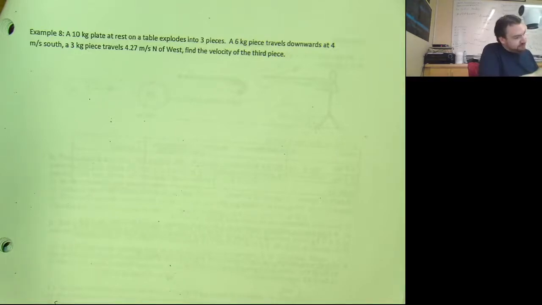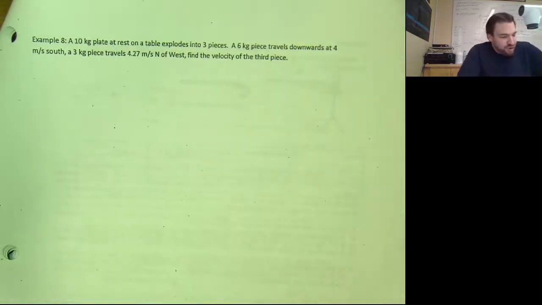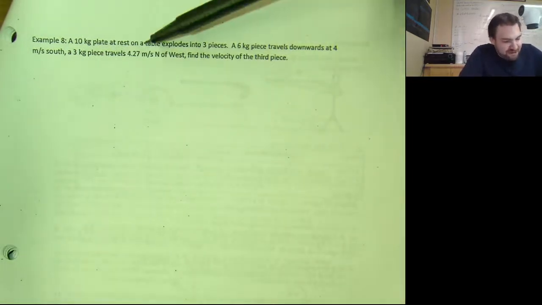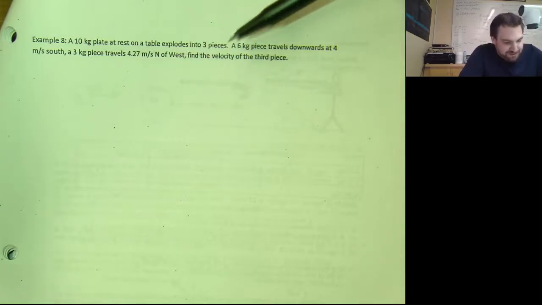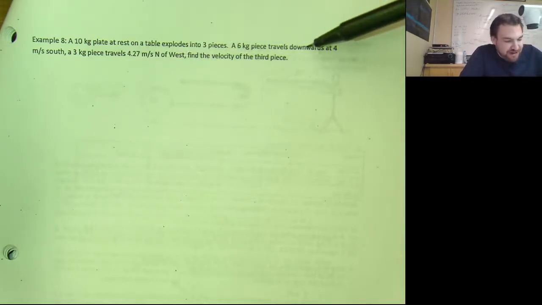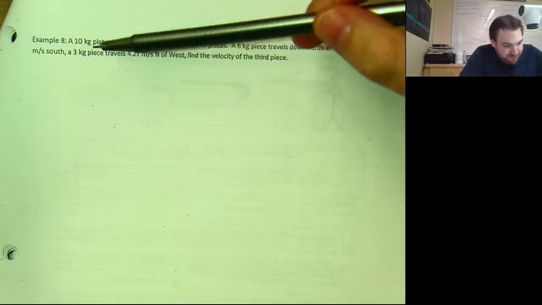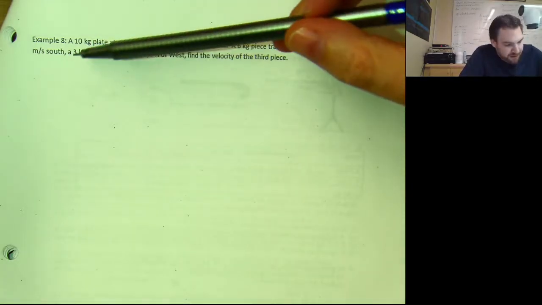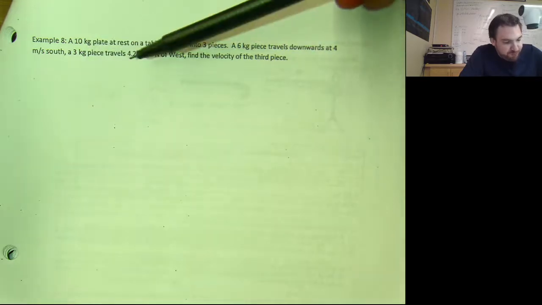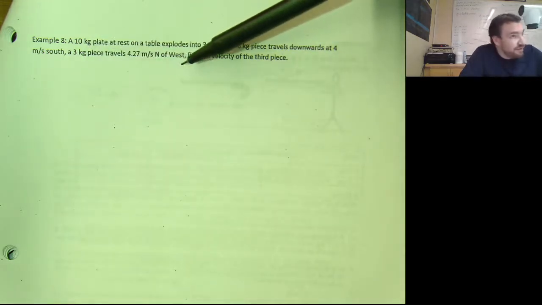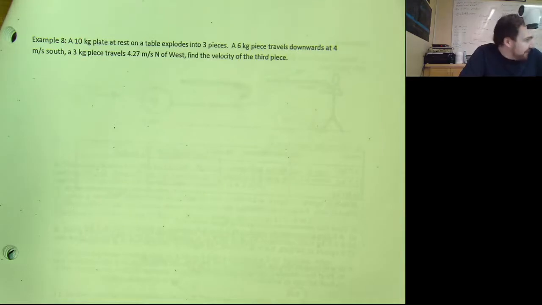A 10 kilogram plate. Okay, so we've got a 10 kilogram plate at rest on a table. It explodes into 3 pieces. A 6 kilogram piece travels downwards at 4 meters per second south. By downwards, we mean down the page. A 3 kilogram piece travels 4.27 meters per second north of west. We want to find the velocity of the third piece. I tossed this example in here because we haven't looked at any questions like explosions, and I want you to be able to go through them. The procedures aren't going to be any different than what we've done already.